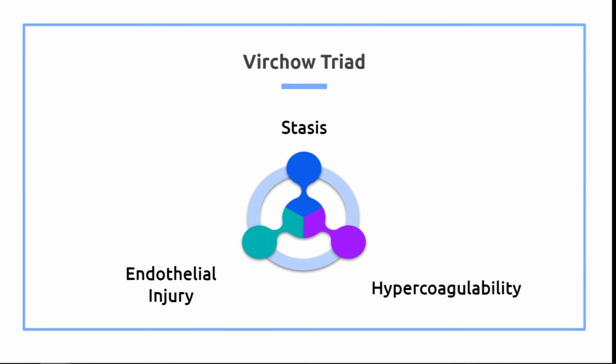Lastly, these are the important factors that cause a person to have thrombosis, from Virchow's Triad, which is stasis, endothelial injury, and hypercoagulability.